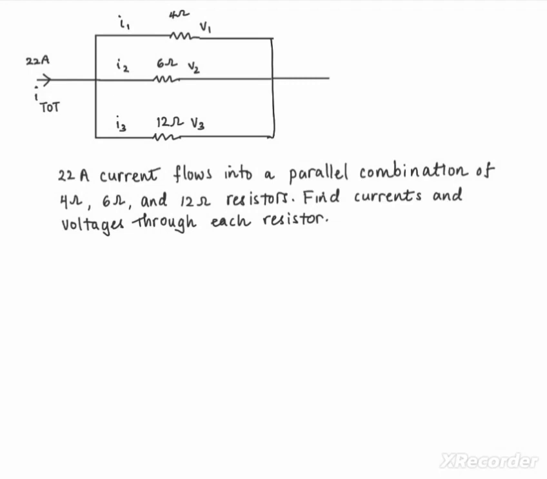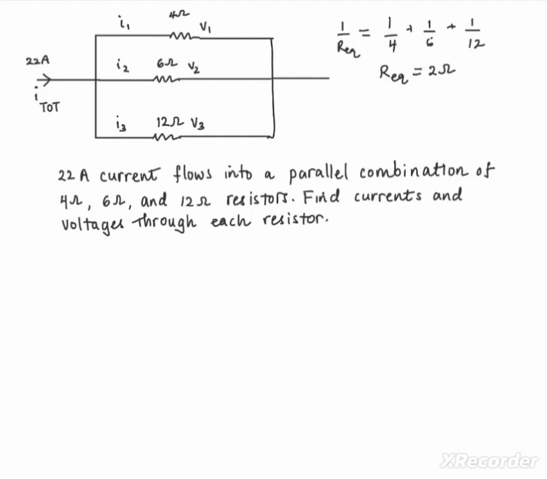So let's just find the REQ for this. So as you can see, this is in parallel combination. So if you want to find REQ, 1 over REQ is equal to 1 over 4 plus 1 over 6 plus 1 over 12. And if you do the math, you'll see that REQ is 2 ohms. You can go ahead and calculate this number and see if it is 2 ohms.